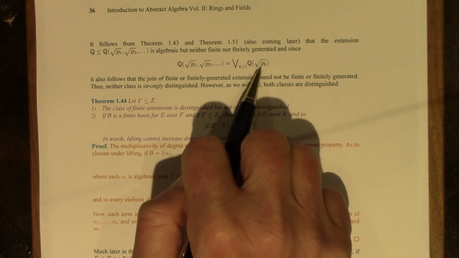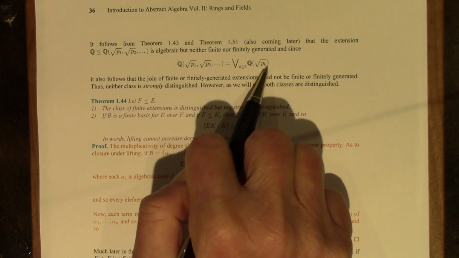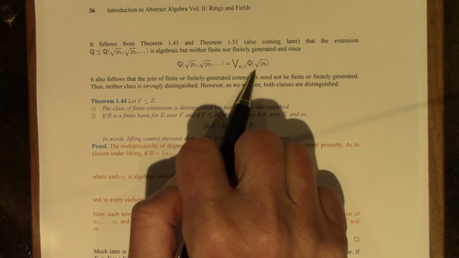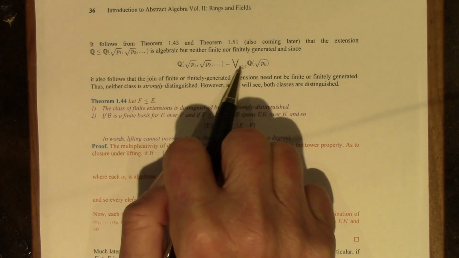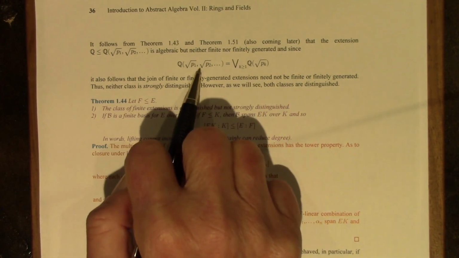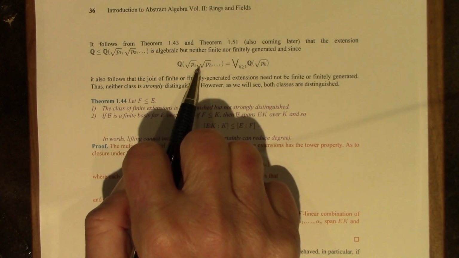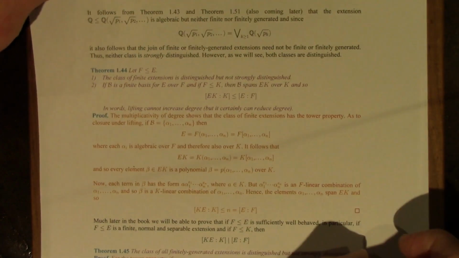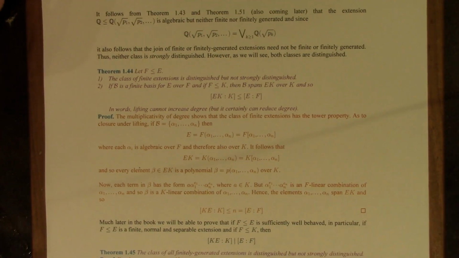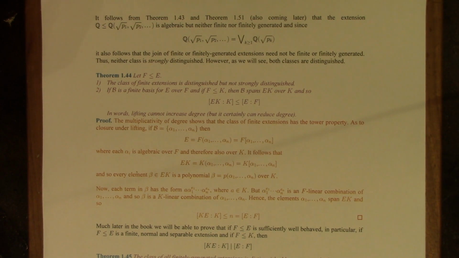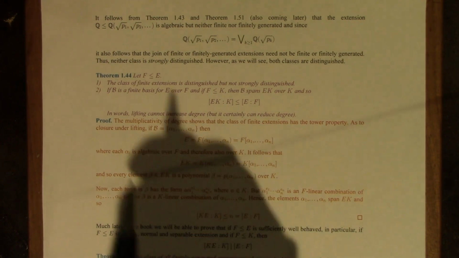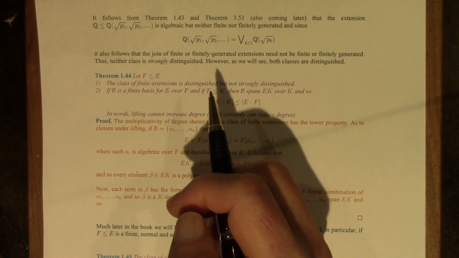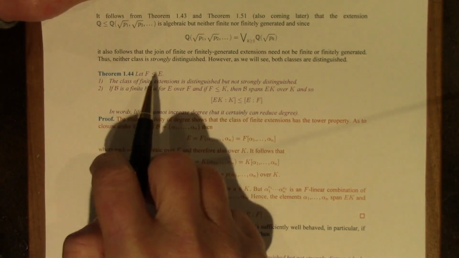So these fields are finite and finitely generated, but their arbitrary join is neither finite nor finitely generated. So neither one of these classes, the finite extensions or the finitely generated extensions, is strongly distinguished, but they are distinguished. Okay. So let's take a look at the proofs of that.